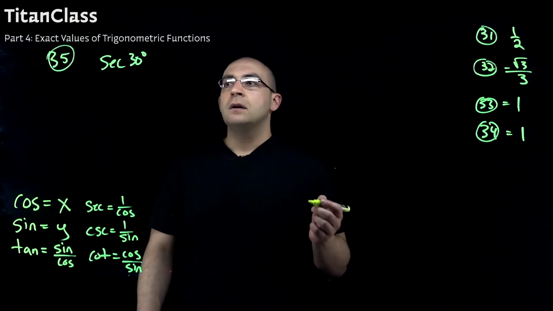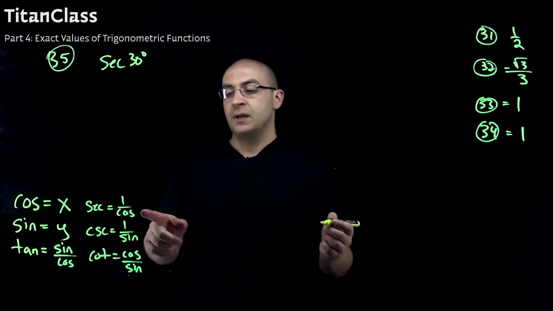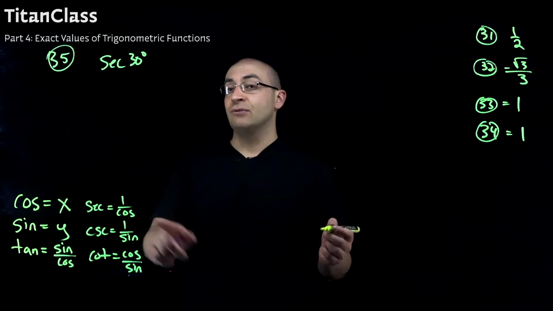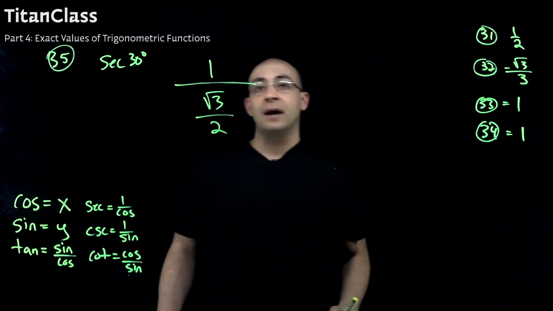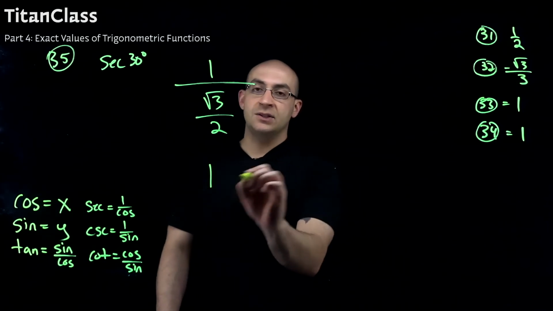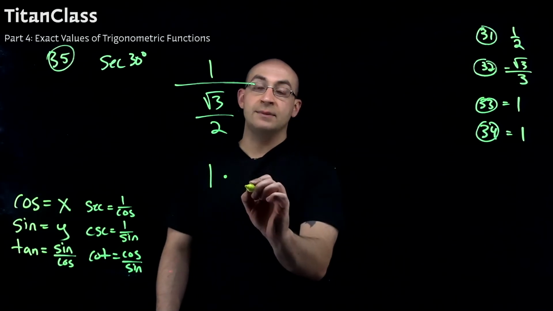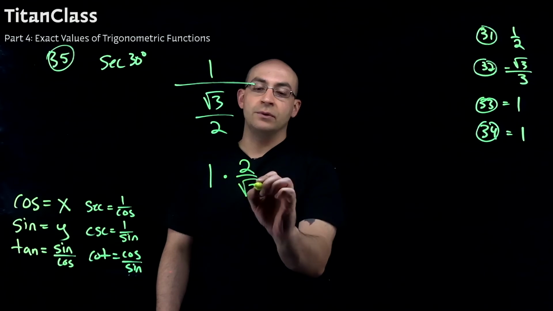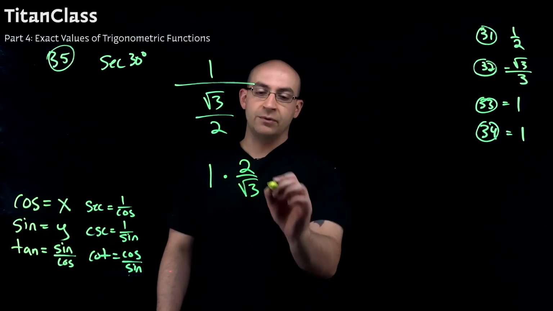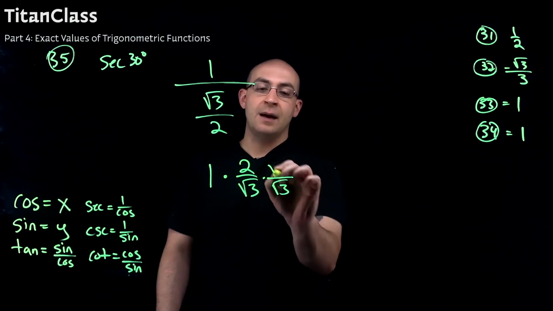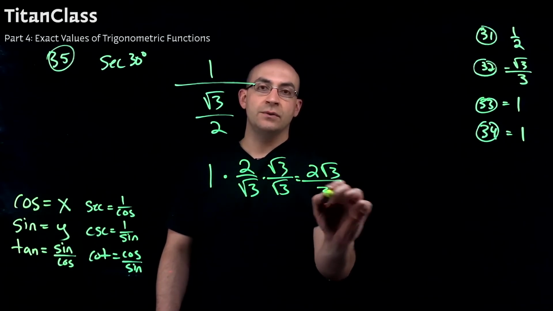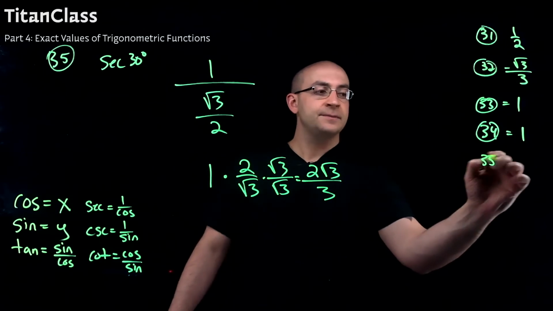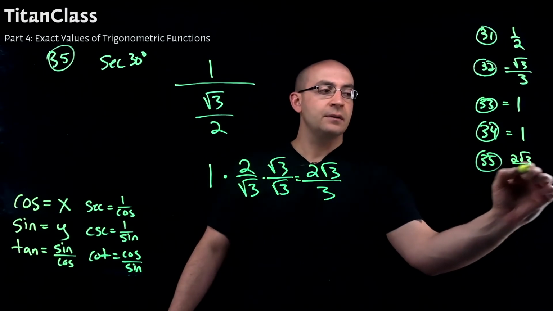Now, secant is 1 over cosine. So then this is going to be 1 divided by root 3 over 2. So we have another duplicate fraction type thing. Again, let's do this sideways. This is going to be 1 times the reciprocal, 2 over root 3. But I'm rationalizing the denominator. So that's going to be 2 root 3 over 3. So number 35 is 2 root 3 over 3.